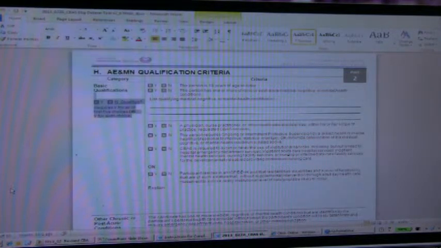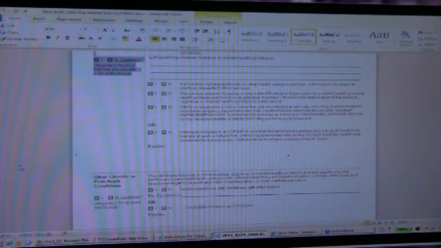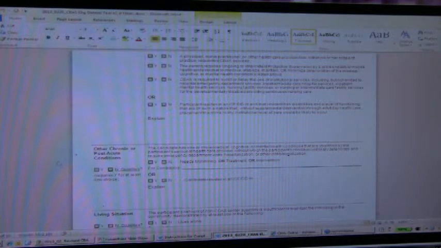The second piece, other chronic or post-acute conditions. These are all straight out of the Welfare and Institution Code criteria, 14525. We've tried to make it more user-friendly so that it's a simple statement that you're answering, yes or no. That leads you to the next box, the living situation.